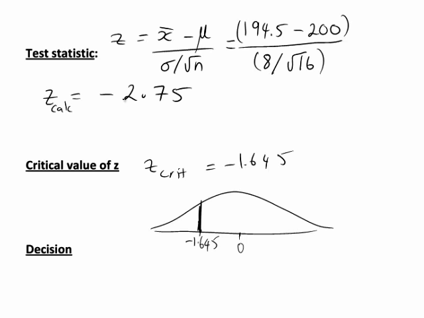So let's have a look at our calculated Z value. And our calculated Z value is certainly below this. It's -2.75. So since in this case it was a one-tailed test with H1 being mu less than some value, and since our calculated Z value is less than the critical value, that will lead us to reject H0 in this example.